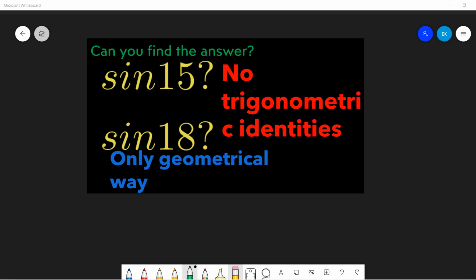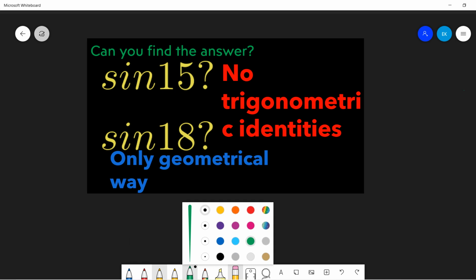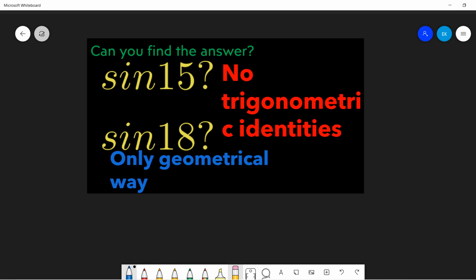Welcome guys. So this video I think is at the high school level. Basically we are computing sine 15 degrees and sine 18 degrees, but we are not allowed to use the trigonometric identities. So no sine 2 theta equals 2 sine cosine, or cosine 2 theta is 2 cosine squared minus 1, or 1 minus 2 sine squared. There's no such formula, right?